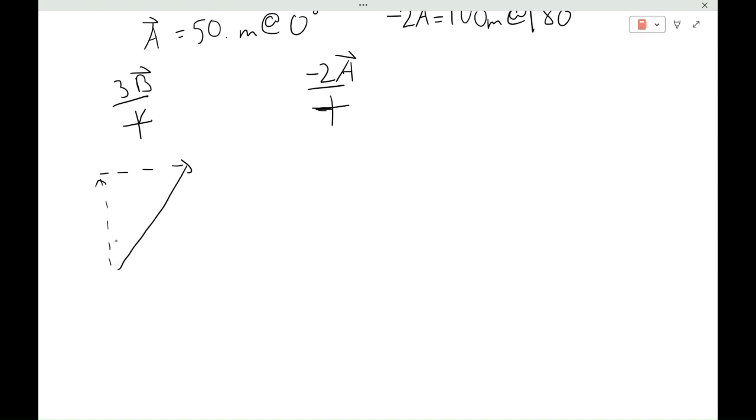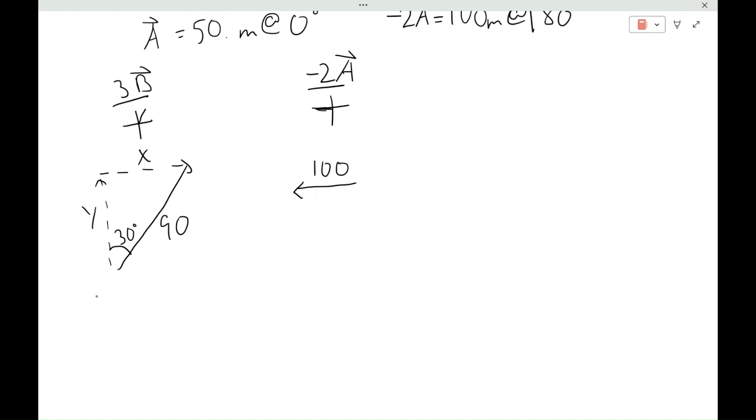Then the reference angle would be 30, and the magnitude would be 90. And then this would be x, and this would be y. And for negative 2a, since it's just going left, it's just going to be 100 at 180 degrees, or 0 degrees for the reference. So we need to find the x and y's.